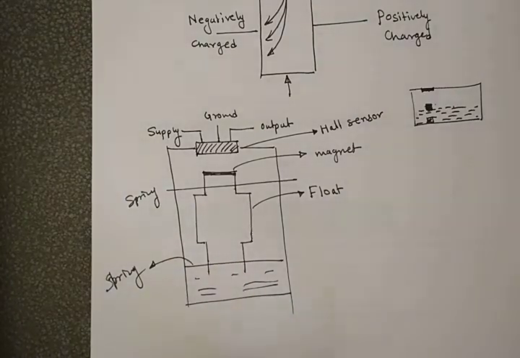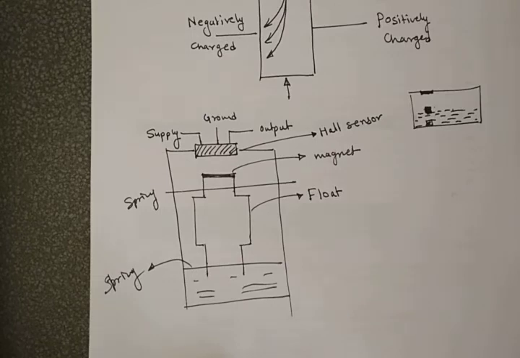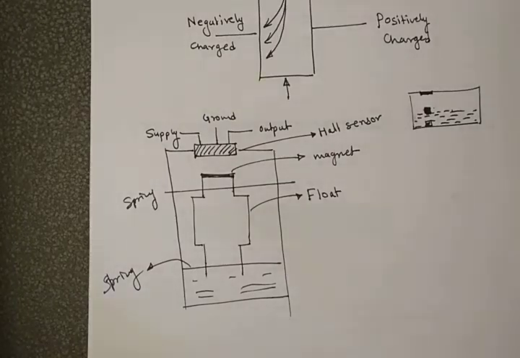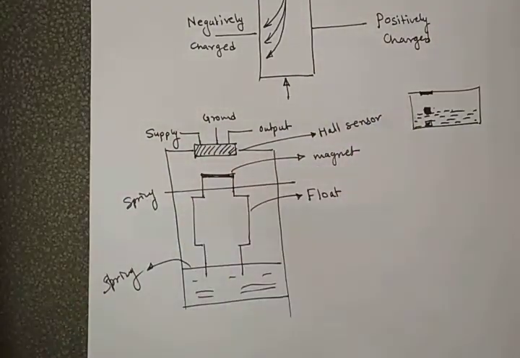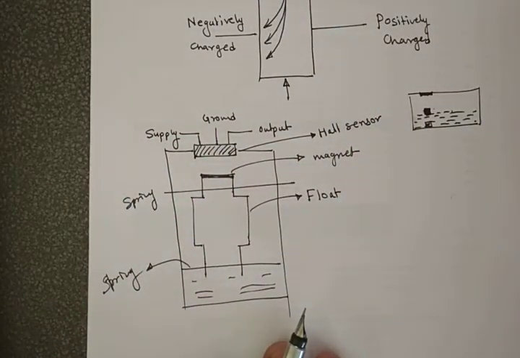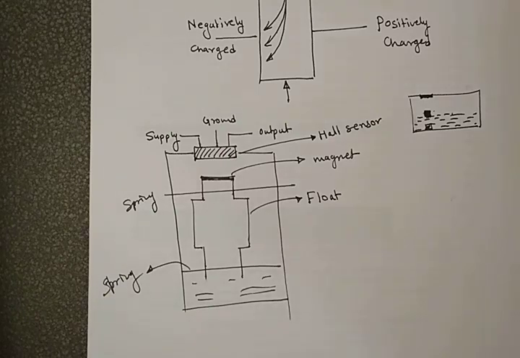And this is very safe because no spark, nothing will happen. It is done by only the magnetic field. If a spark is there in your tank, then you can understand what will be happening in your tank. So this is one of the safe sensors which can be used in petrol tanks.